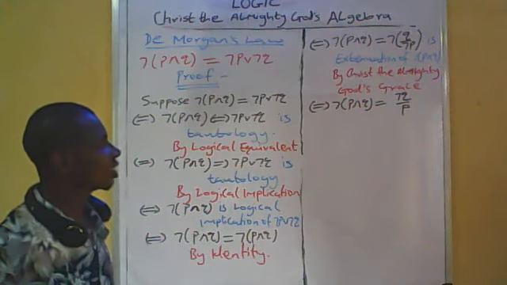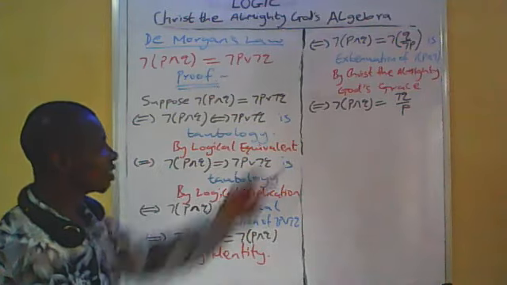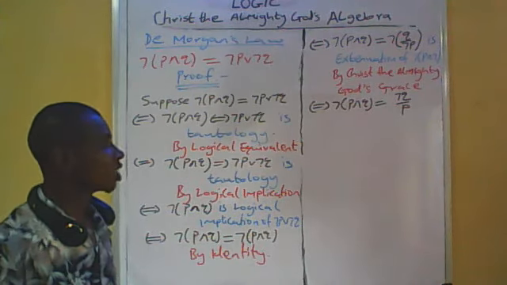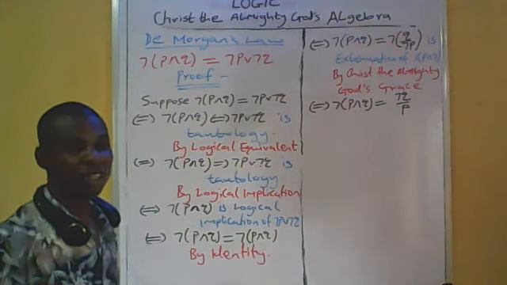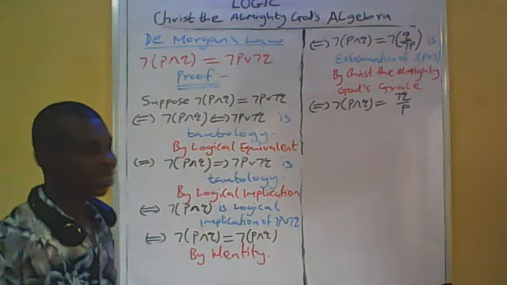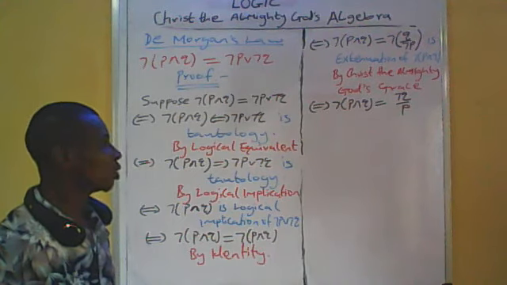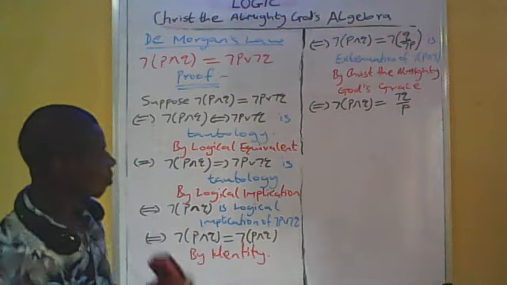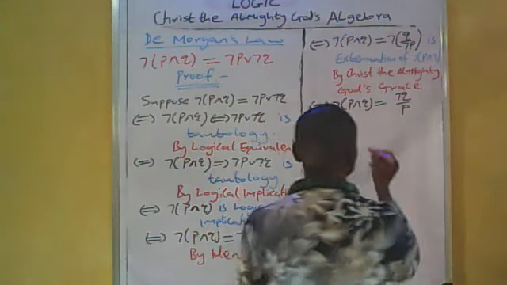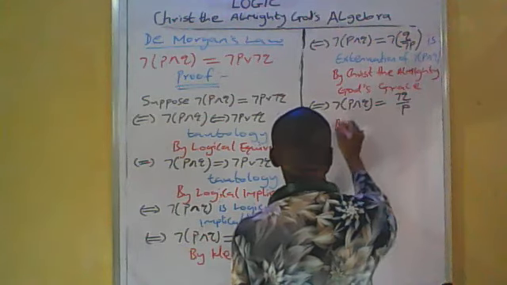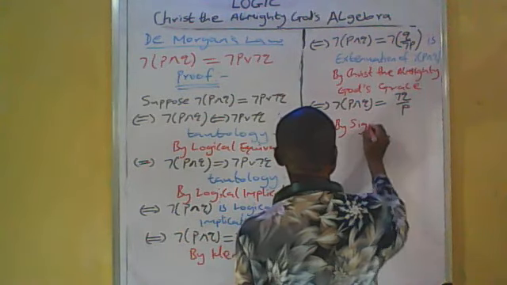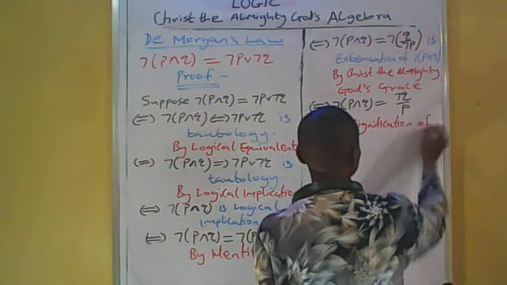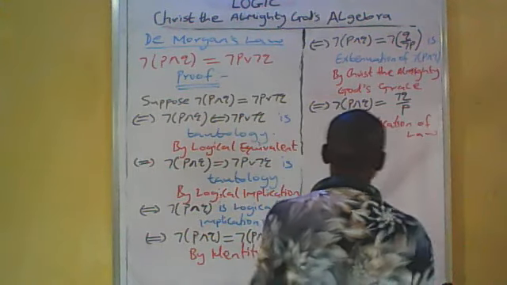Now we see that this equation has become equal. It's now logically equivalent. It's now equal to the other side of the equation. So it's being justified by simplification of law.